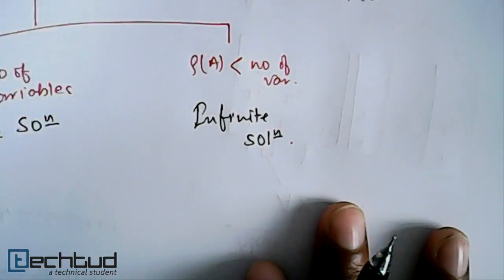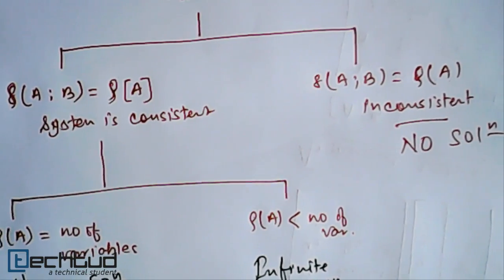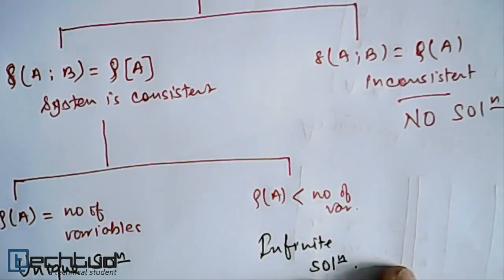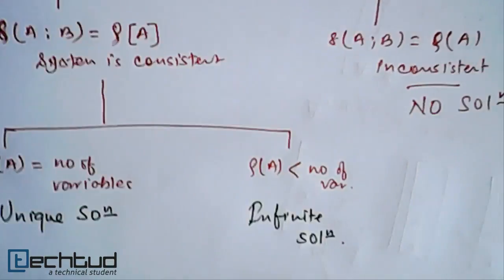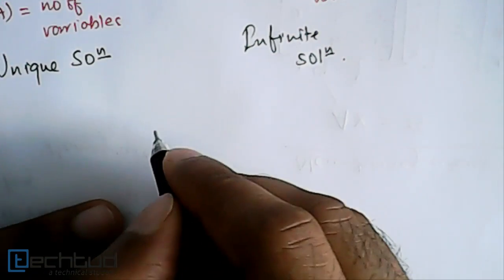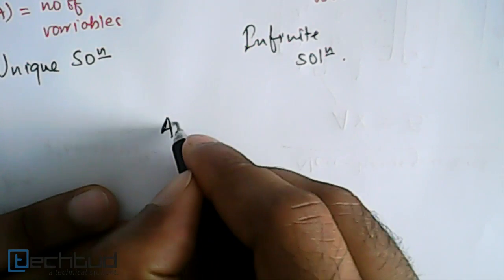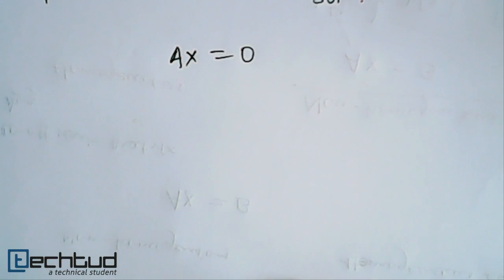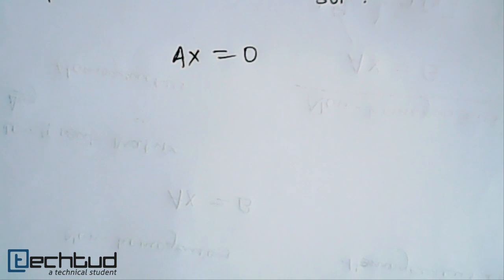So this was all about non-homogeneous equations, right? But what about homogeneous equations? A homogeneous equation is what? Ax equal to 0. So what will we do in this case? Again, now I have a question here. Is it possible in the case of a homogeneous equation to get a condition of no solution?